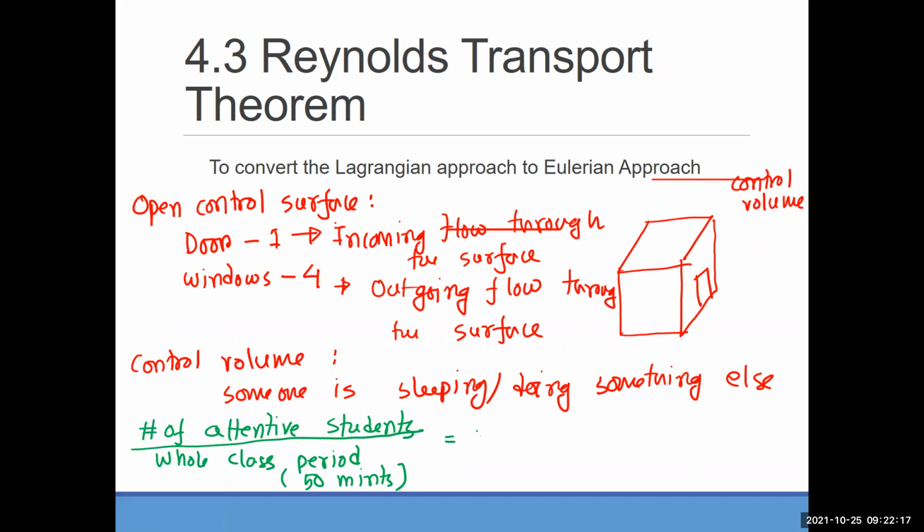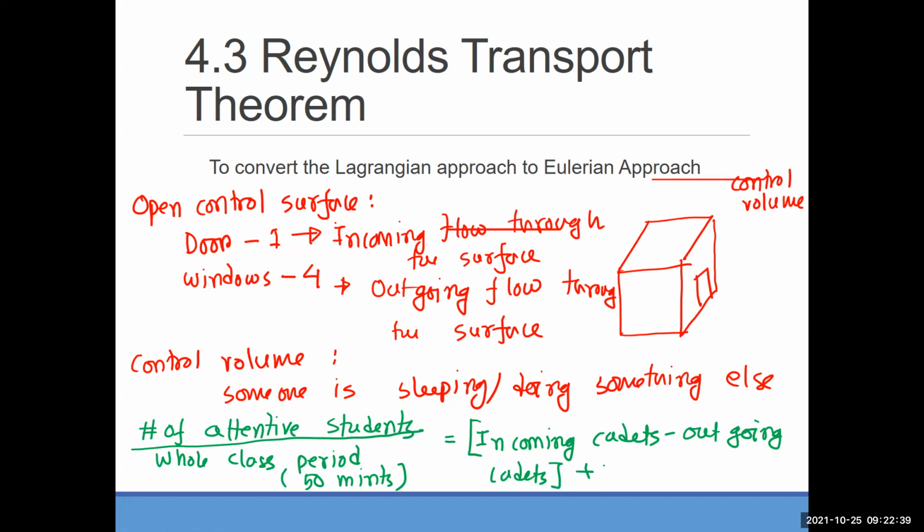So I have something for the incoming cadets minus outgoing cadets, and I'm just adding a plus sign, but it will depend on the situation.